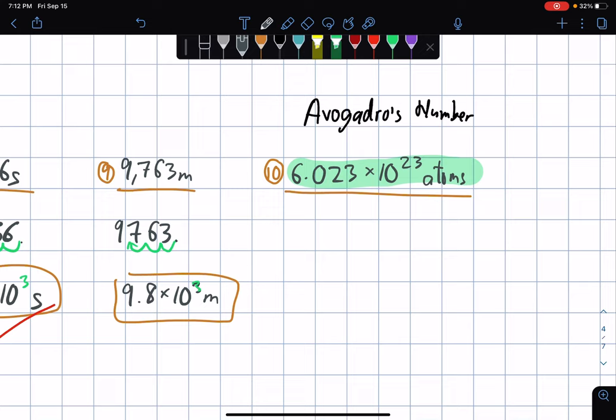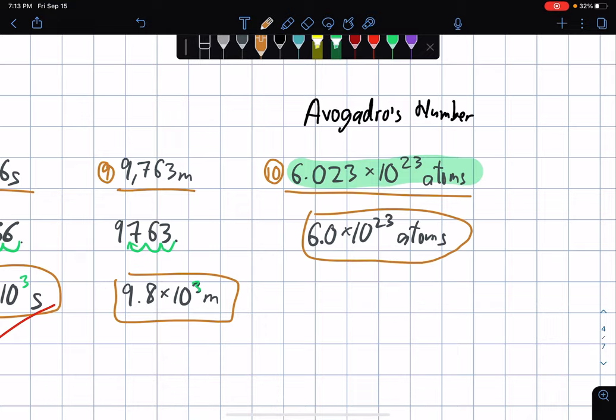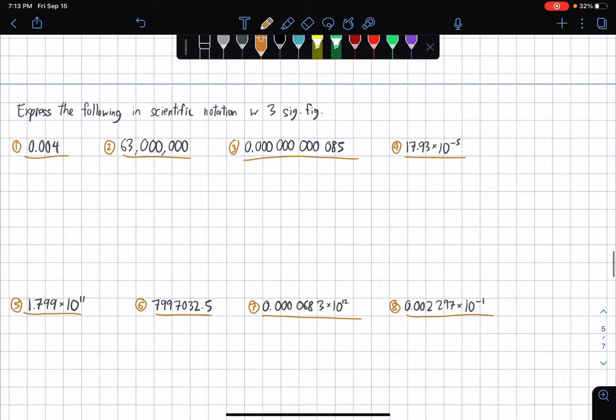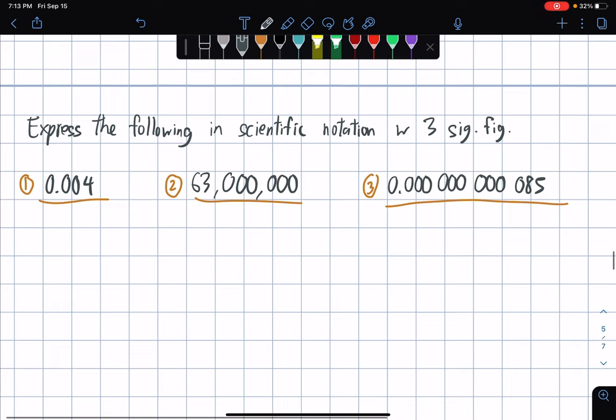The only thing that we have to do is convert this to two significant figures. Well, it's already in scientific notation, so all we have to do is remove the 2 and 3, since 2 won't round the 0 up to 1. So 6.0 times 10 raised to 23 atoms. That's it. Easy. Let's move to the next.